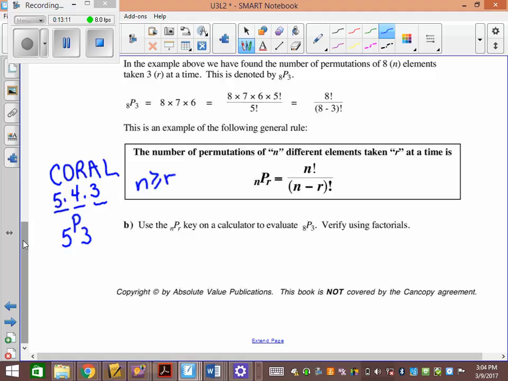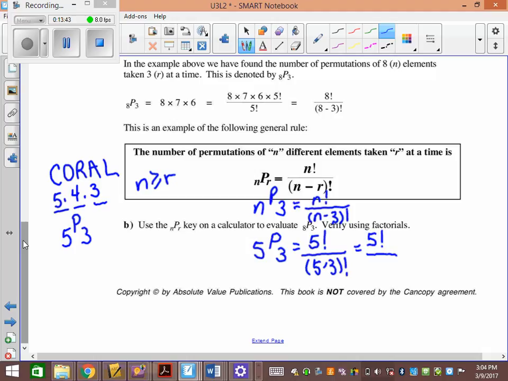Now, if I wanted to fill into the formula, this is the formula, NPR. So I have NP3, let's say. So I'm going to have N factorial over N minus 3 factorial. But what was my N? It was 5. So I could have actually went 5P3. So I'm going to have 5 factorial over 5 minus 3 factorial, because N minus R are all factorial. So this is 5 factorial divided by, what's 5 minus 3? 2 factorial. When you put that into your calculator, you're going to get 60.